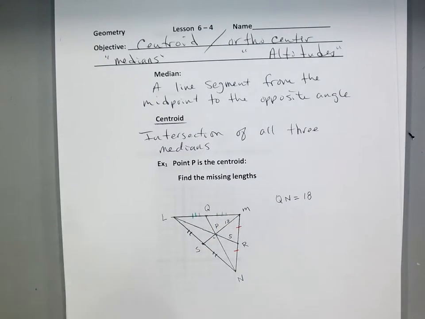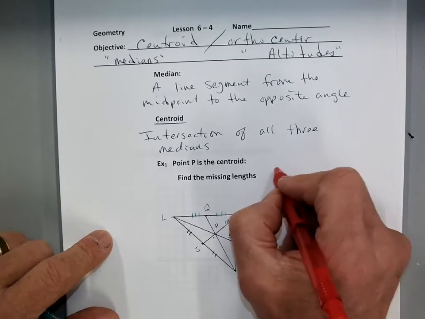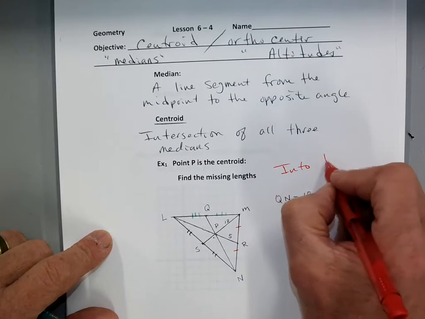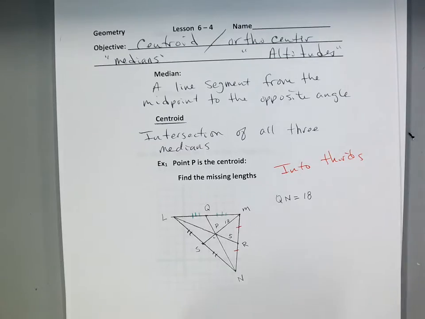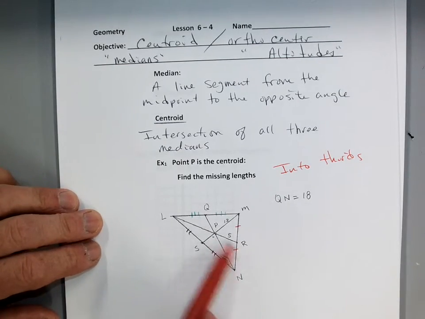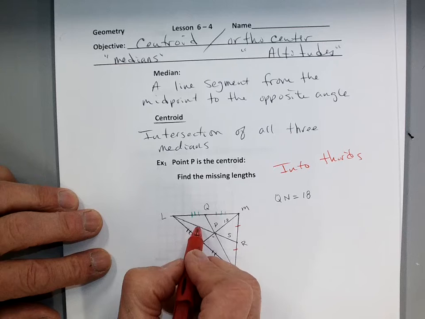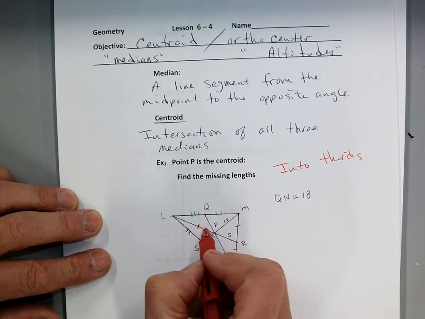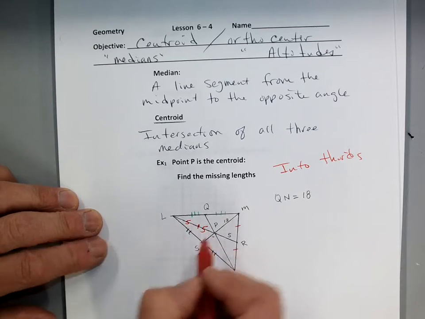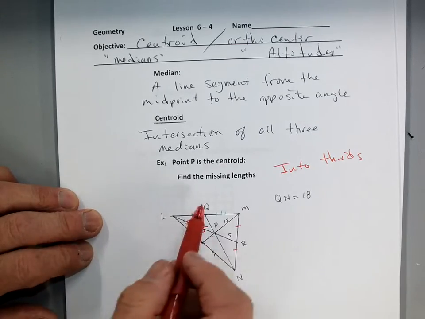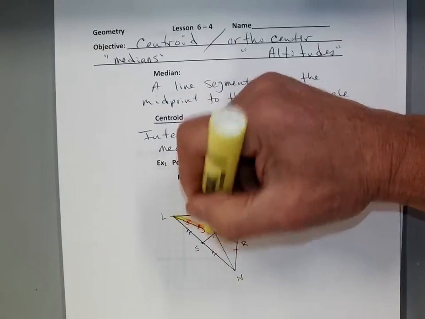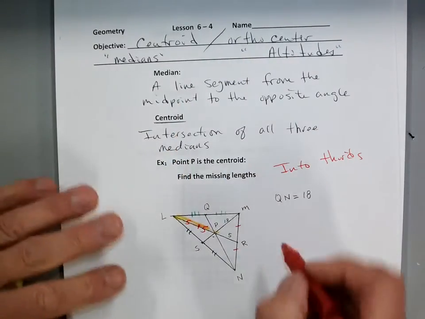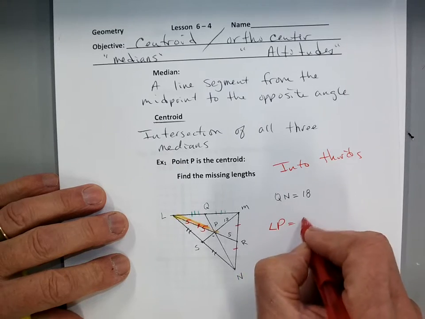So what we know is we learned that it cuts it into thirds, okay? Into thirds. All right, so here's how I do it. This is the short side, right? This is 5. So that means this is also 5. And this is also 5. That really means then LP is 10. Let me draw it in. So that means really LP is equal to 10.